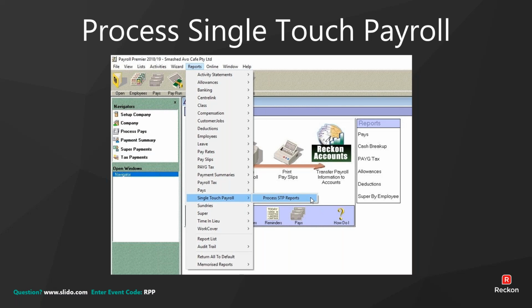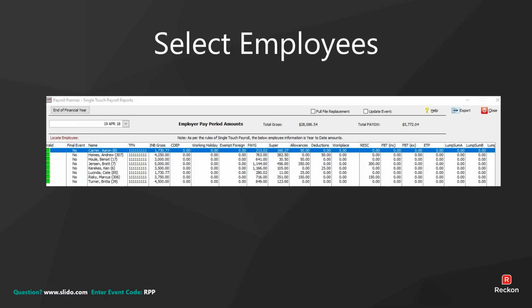So I go up to Reports, I go down to Single Touch Payroll, click on Process STP Report, and that will then show me all the employees for this pay event. They're called pay events, pay runs, same sort of thing. All the employees will be listed in there.